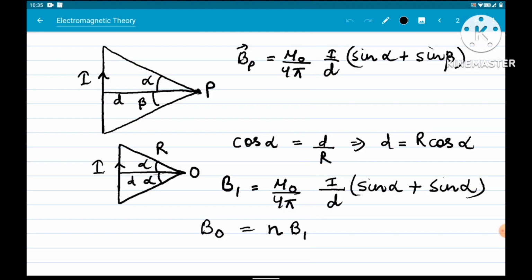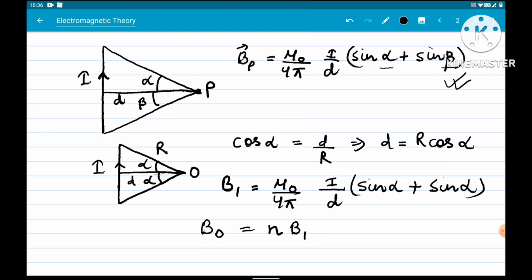Now we know if a wire is carrying steady current I, and we have to find the magnetic field at a point P which is at a perpendicular distance d from the wire, then the formula is B equal to mu naught by 4 pi, I by d, into sine alpha plus sine beta, where alpha and beta are the angles subtended by the two ends of the wire at the point P. So this is the formula using which we can find the magnetic field at point P.